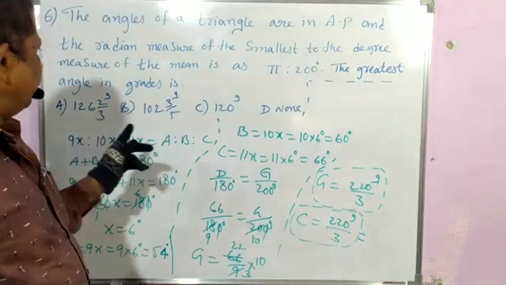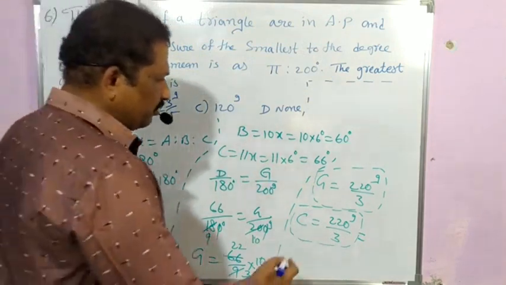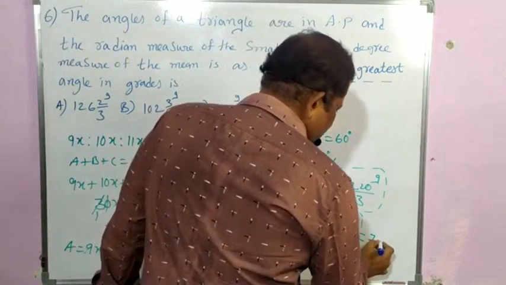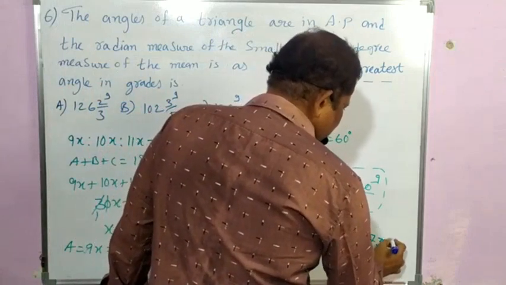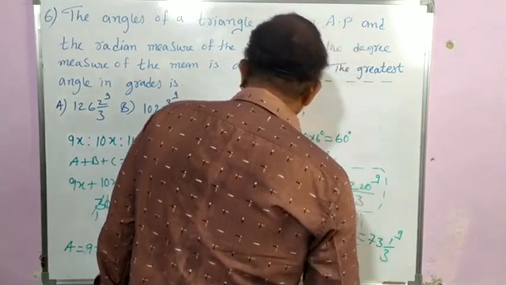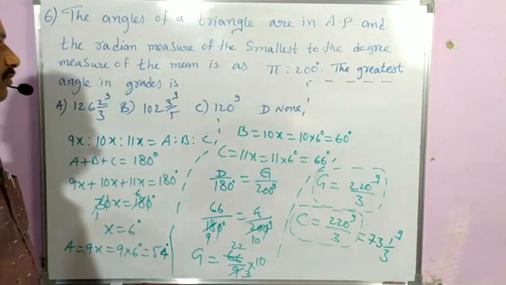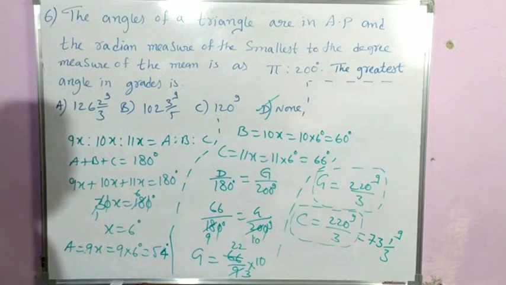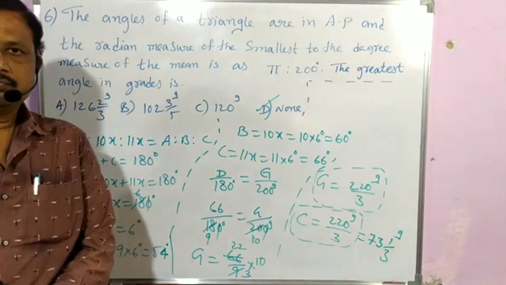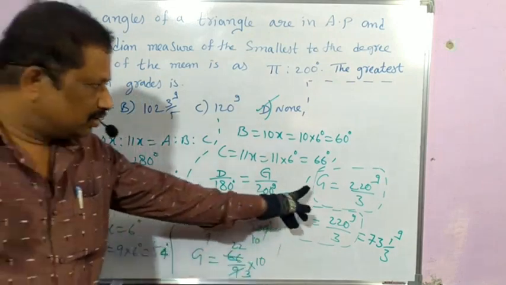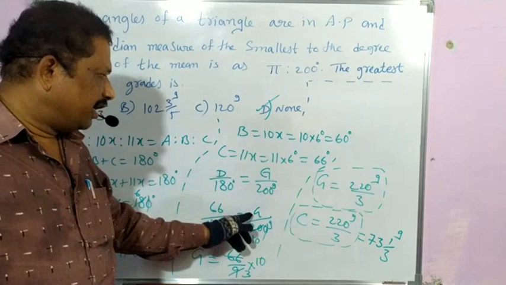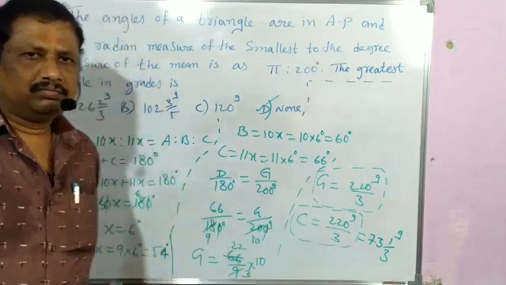So the options are not matching. 126 by getting... if we simplify this one, 3 7s are 21, 10 left, 3 3s are 9, 1 by 3 grades. But that option is not given. So therefore the option is none of these, the fourth option. Okay, clear? Write it down, copy it. We converted it, putting G in the place of grades. That means C angle. Okay.